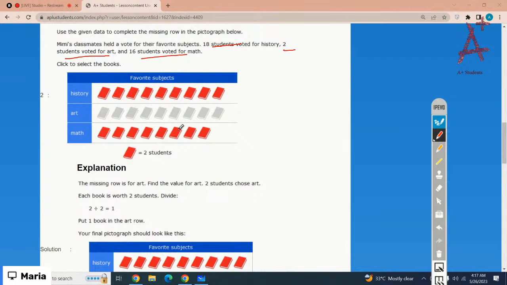Basically, you have to complete the table. You can see you have nothing in the art row. You have to put the value. So here you have in art, 2 students voted, just 2 students. Here you can see one book equals 2 students. So how many books do I need to make?